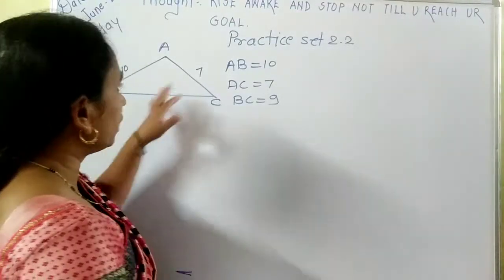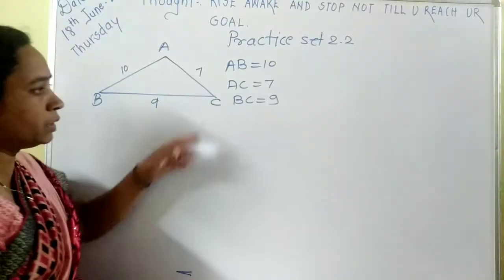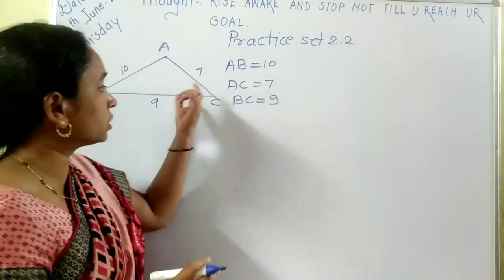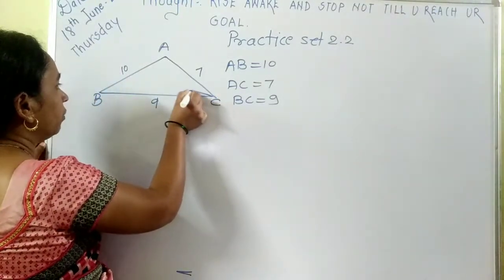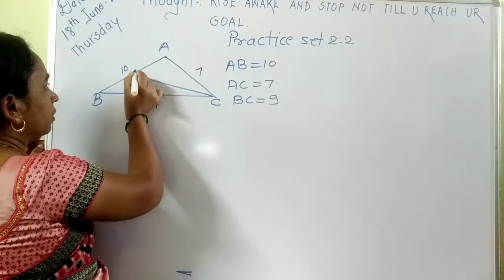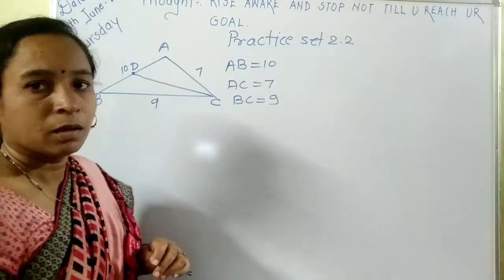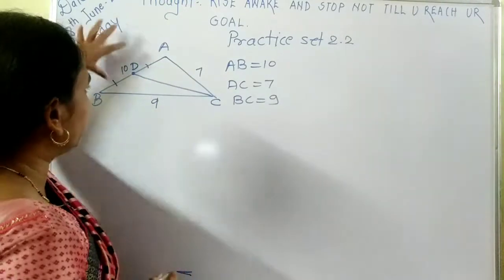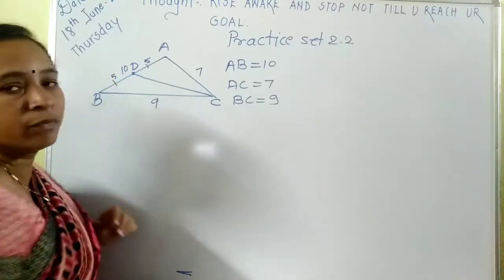Second example: AB is equal to 10, AC is equal to 7, BC is equal to 9. I have drawn the figure. Now they have said from C we have to draw the median to AB. So from C, if I draw the median, this is a midpoint; I'll consider it D. So AD and BD would be equal. If the total is 10, this part would be 5 and this is also 5.